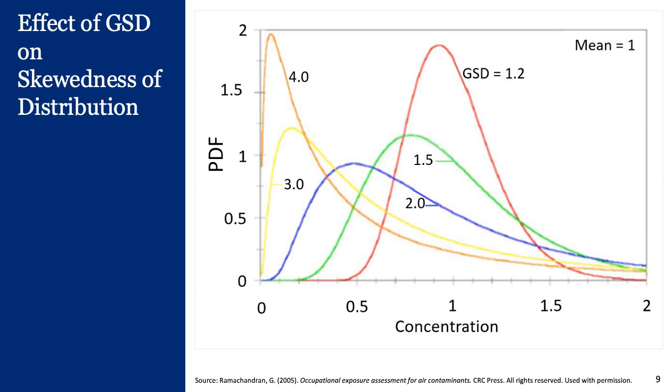But if you have an SEG with a larger value of the geometric standard deviation, a GSD of 2 or 4, then it's more likely that you will find large exposure values. So there is a greater likelihood for observing larger exposure values. And why does this matter to us?